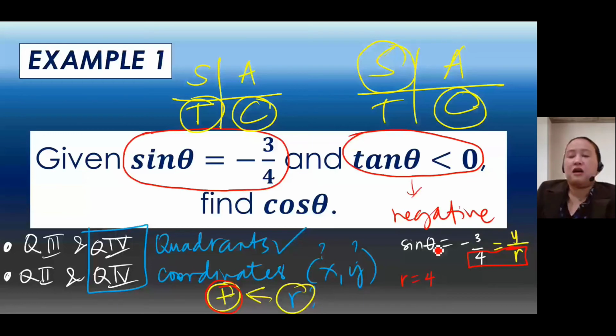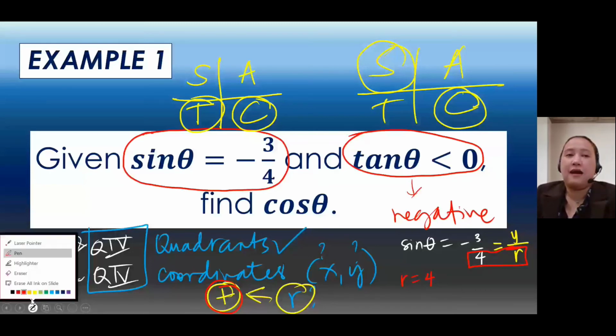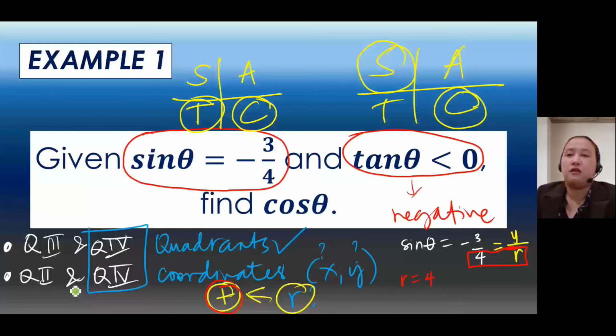And then for x and y, remember that they can be negative. One can be positive and the other negative, or they can both be positive or both negative. But r is always positive. Just take note of it. So y is negative 3.